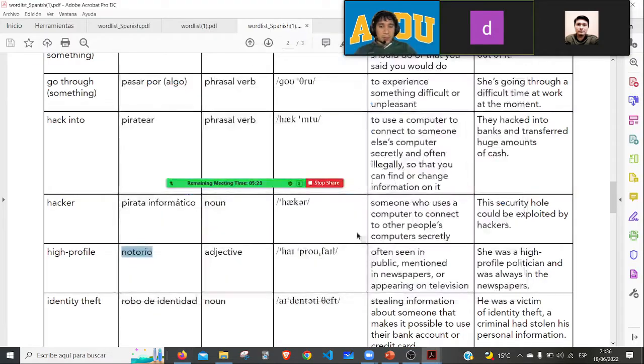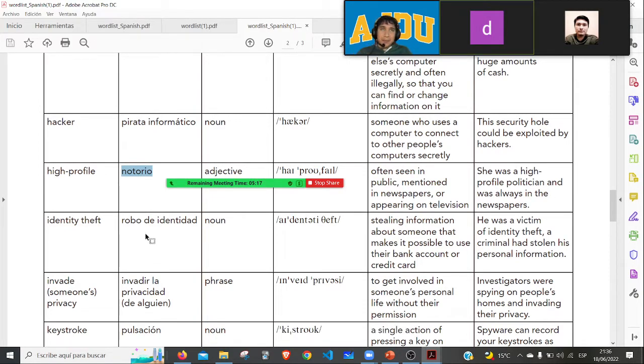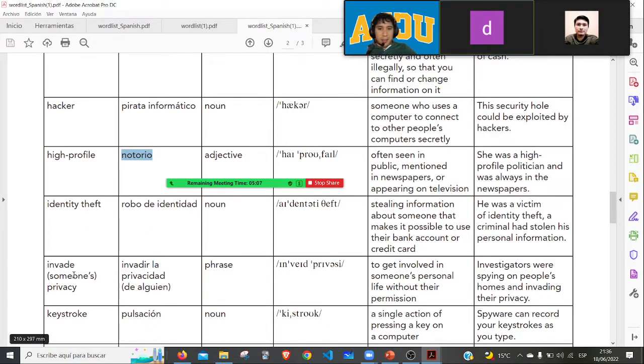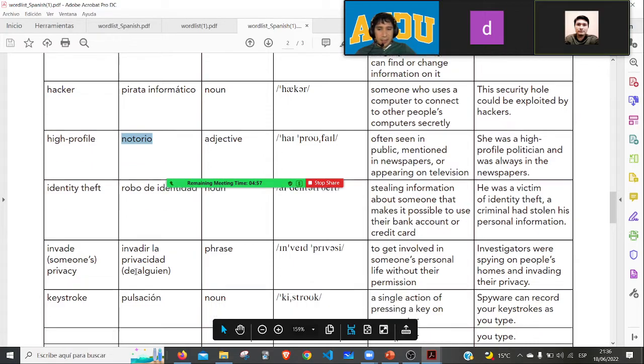So, continuemos con estas palabritas. Identity theft, you know? Robo de identidad. You can say, well, it is a well-known fact that identity theft is a big problem that our security, I don't know, needs to deal with, for example. Invade privacy. Okay? So, invadir la privacidad de alguien.